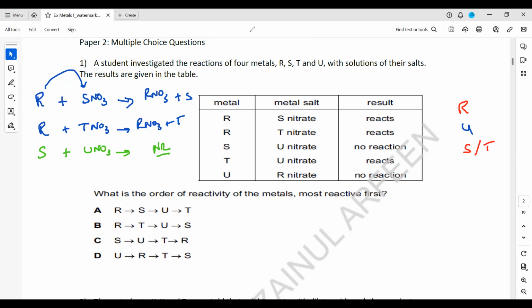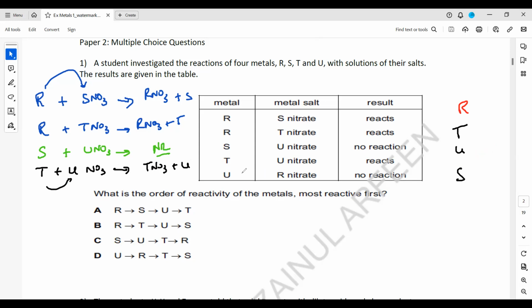Then the next reaction, T with U. T is there with U nitrate. So what will happen? There is a reaction. It will become T nitrate plus U. So which is more reactive? T is more reactive, so T should be above U. So when we sort out this reactivity, this was S, then we had U, and T should be above U because T is able to displace.